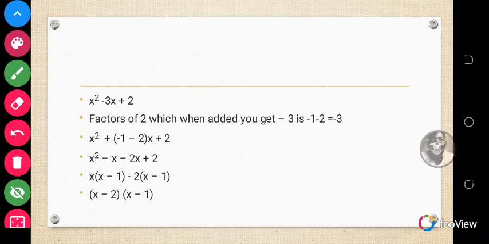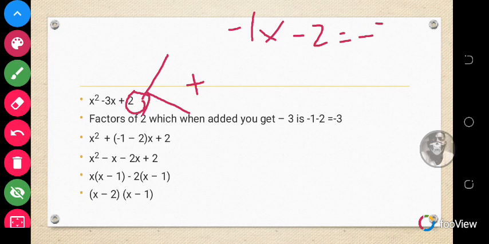First and foremost we are going to take this number and look for the factors that when you add you are going to get -3. We know that -1 plus -2 is equal to -3. So the factors are -1 and -2.